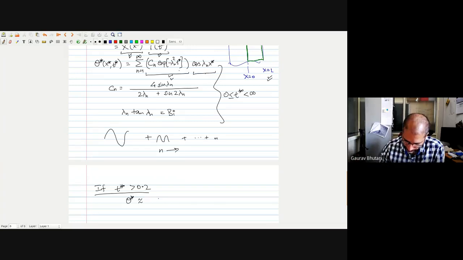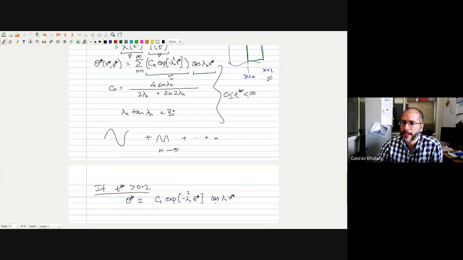That is, I can approximate this as C1 e to the power of minus lambda 1 squared t star times cosine of lambda 1 x star. Okay. And that is something we do a lot as engineers, because we have to approximate solutions. We can't add infinite terms. But the good thing here is that the contribution of the subsequent terms is going down exponentially. So the approximation we get is very nice.